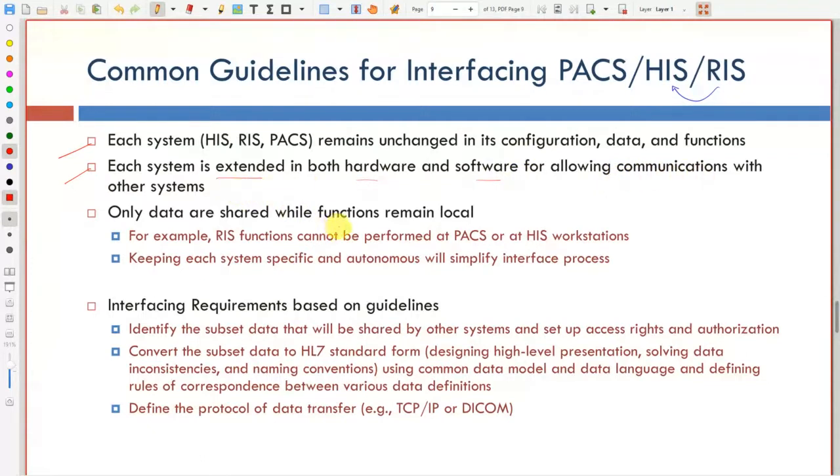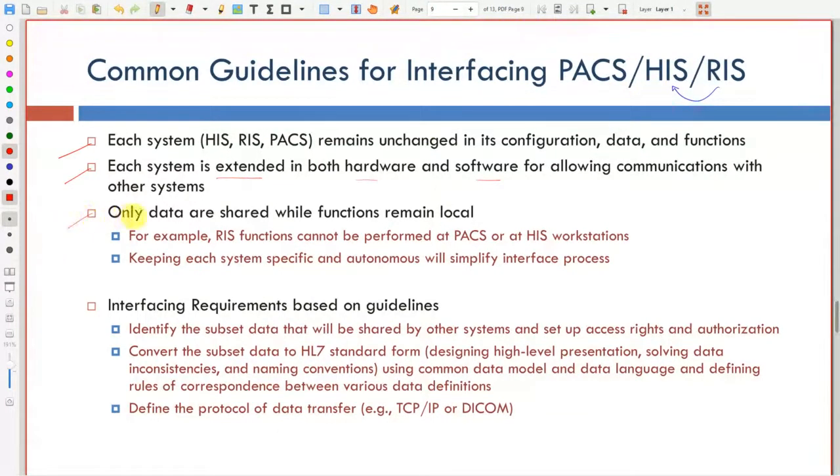Basically, you can extend your system. You don't change or reconfigure your system. Extend means that you're adding hardware or you're adding capabilities without changing the existing hardware or the existing software. You're adding other functions, but the original functions are maintained exactly the same way. So you extend each system. If you want to interface PACS and HIS, for example, you add something to PACS, extend the software and hardware of PACS, and do exactly the same for HIS in order for these two systems to be interfaced.